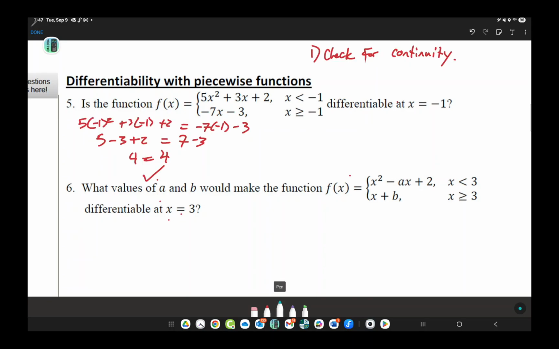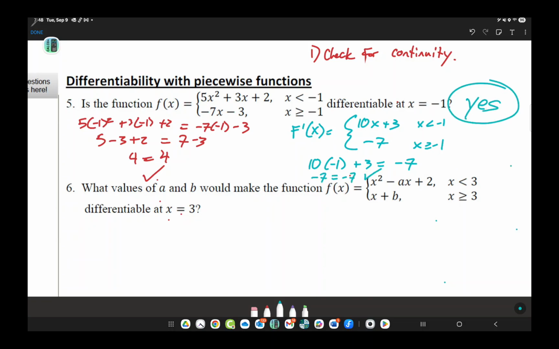All right. Now, if it is continuous, a piecewise function is only differentiable if the derivatives also meet at the same value. Okay. So we are going to first take the derivatives. F prime of x would be what? 10x plus 3 and -7, where x is less than -1, x is greater than or equal to -1. So does 10 times -1 plus 3 equal -7? Yeah. -7 is equal to -7. So yes, it is differentiable.